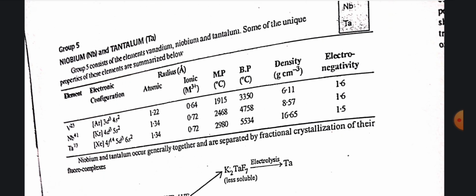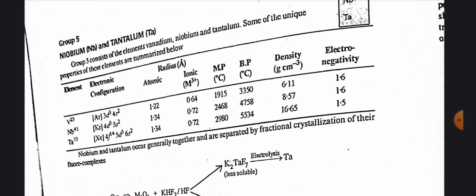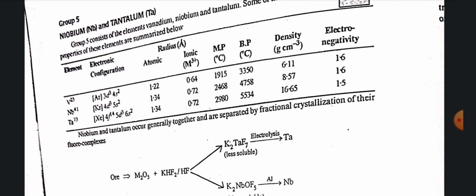Group 5, niobium and tantalum. So, group 5 consists of the elements vanadium, niobium, and tantalum. Some of the unique properties of these elements are summarized below. First of all, we will see their electronic configuration. The electronic configuration of vanadium is 3d3 4s2. That of niobium is 4d3 5s2. That of tantalum is 4f14 5d3 6s2.